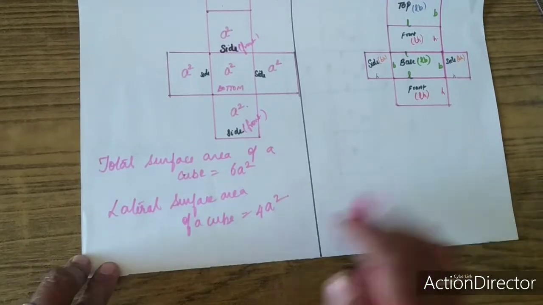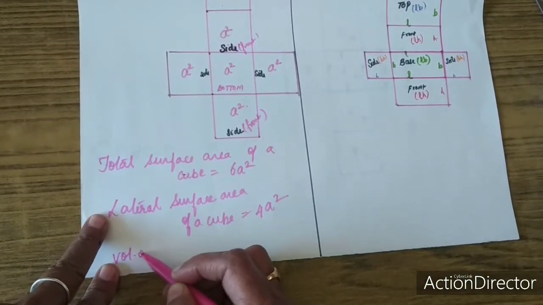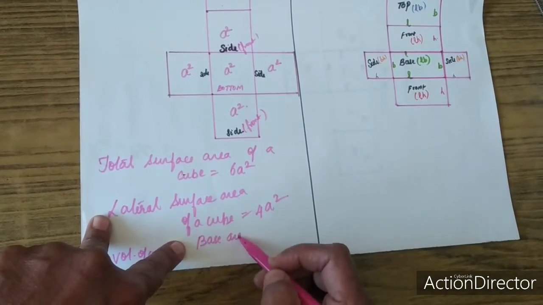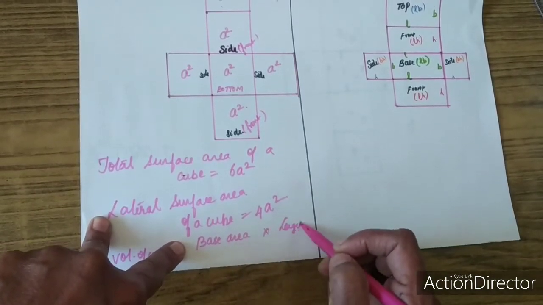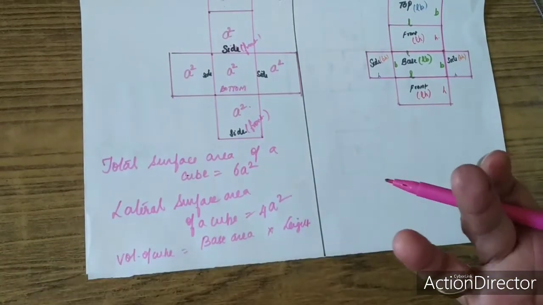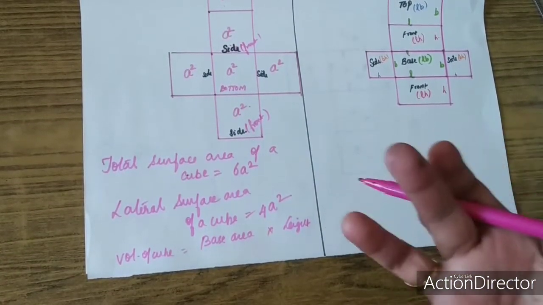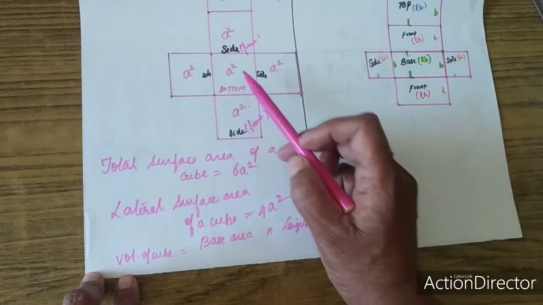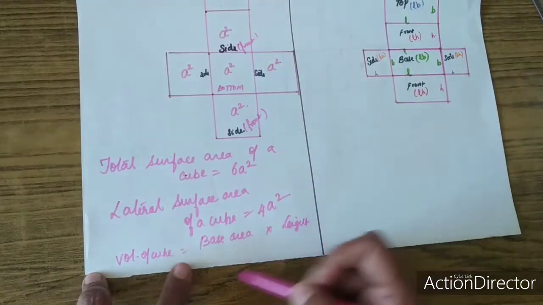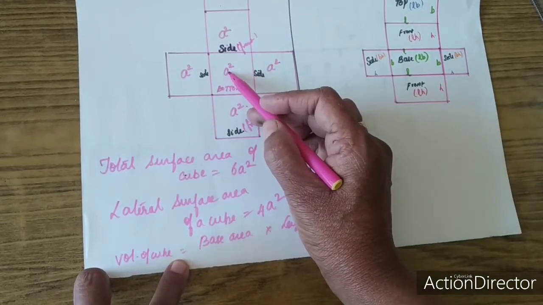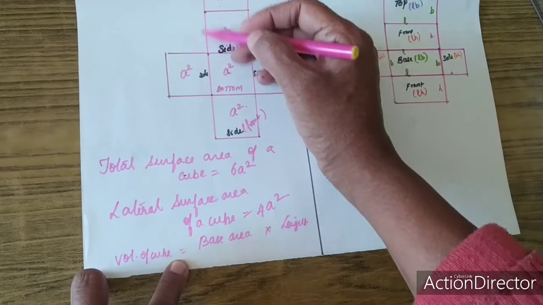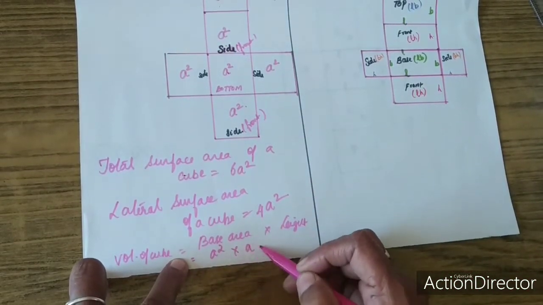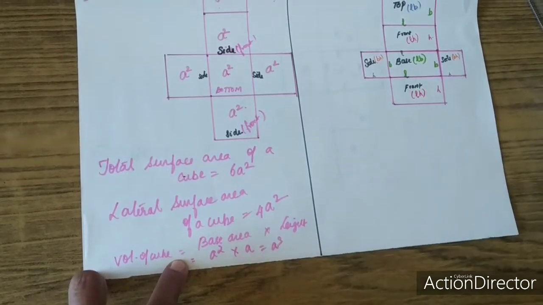Next, coming to the volume. Volume of a cube is equal to base area multiplied by height. Volume is nothing but the space occupied by a cube. So what is the space occupied by a cube? That is the base area and the height of the cube. The base area is a square and the height of the cube is a. So it will be a square multiplied by a, which is equal to a cube.